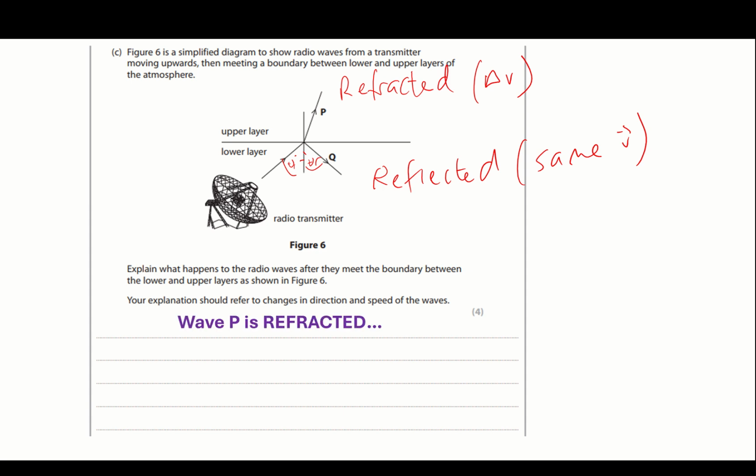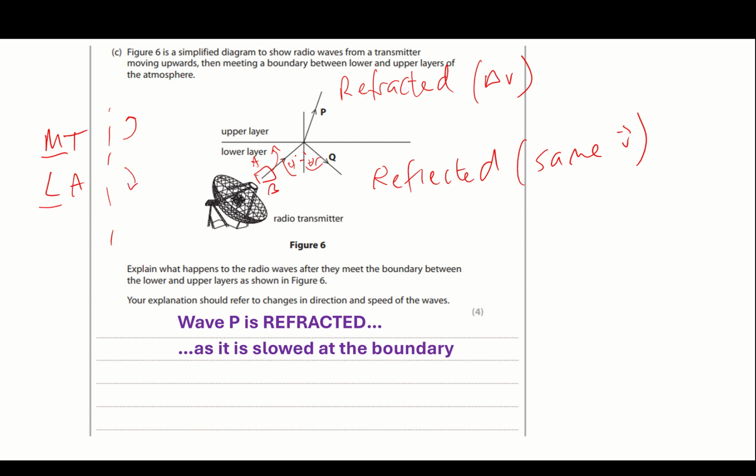So wave P is refracted, mark, as it's been slowed at the boundary. I told you to get a pencil sharpener or a rubber and do your little car thing. So I'll draw a little car, side A, side B, I said to label it. Side A will hit first, this side will slow down, and therefore it's going to bend towards the normal. I think I've almost also taught you MTLA. So if the substance is more dense, imagine that's the normal, let's put the same normal there, it'll go towards the normal. If it's less dense, it'll go away from the normal. I hope that makes sense. So MTLA will help you.